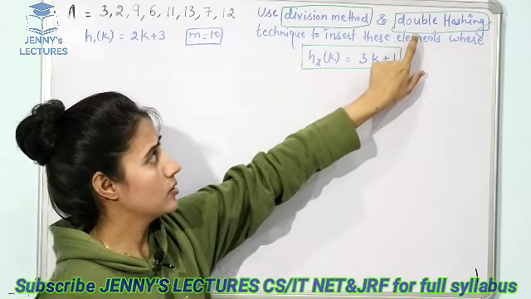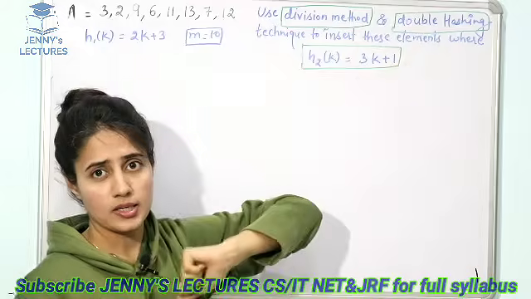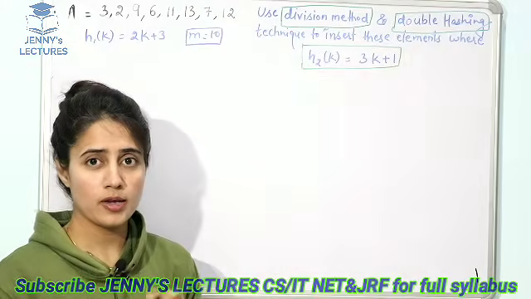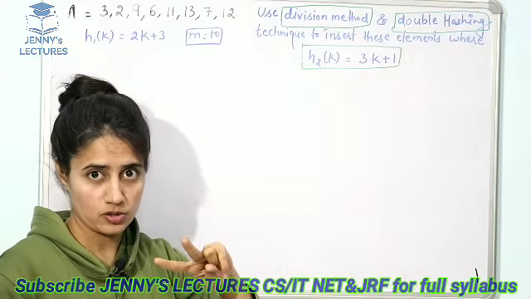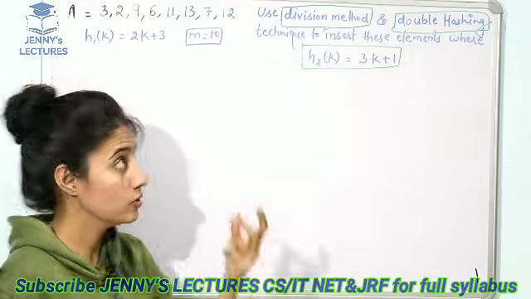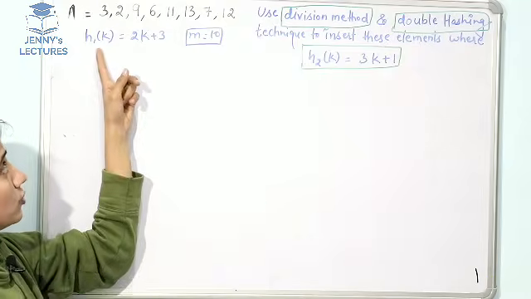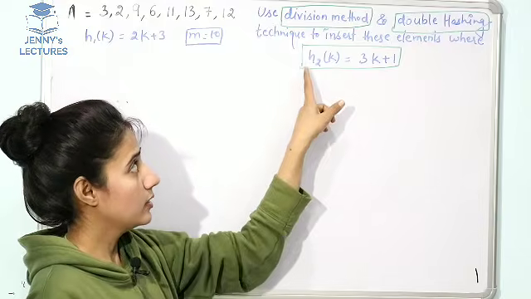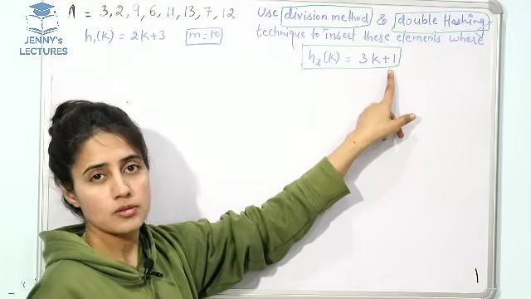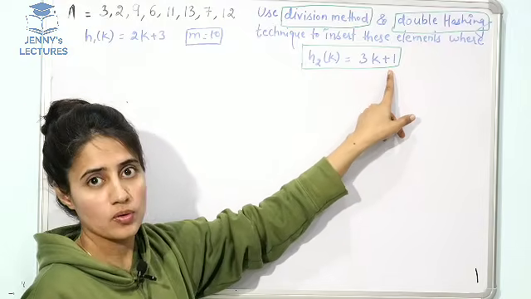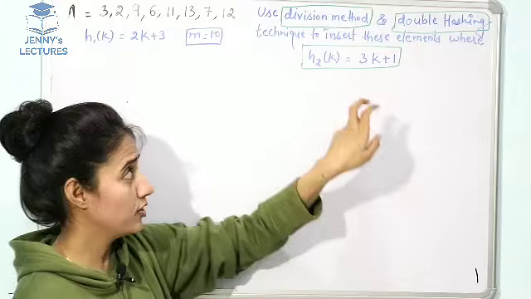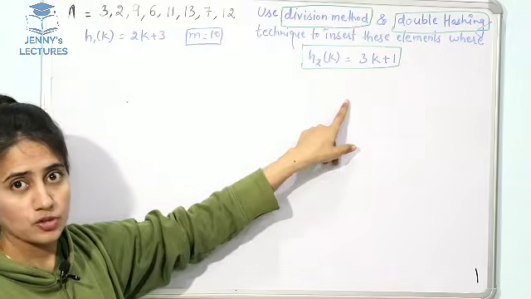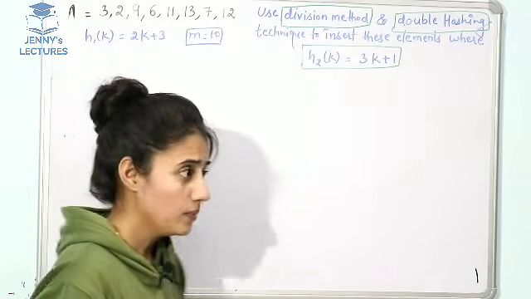As the name suggests, the double hashing technique means you are supposed to apply a hash function two times. So you are given two hash functions. One is h1(k) = 2k + 3, and the second hash function is h2(k) = 3k + 1. That is why it is known as double hashing. Two hash functions you are given, h1(k) and h2(k). Now what is the formula?